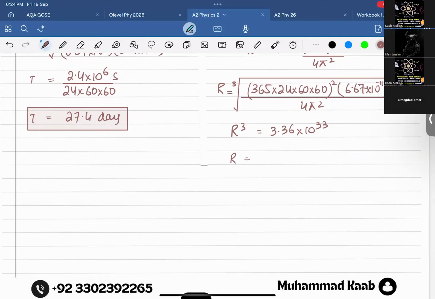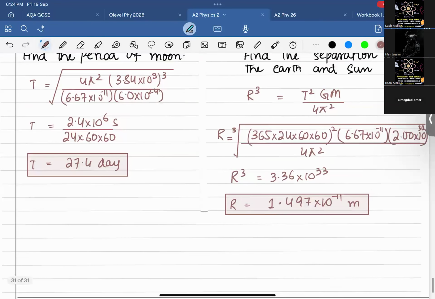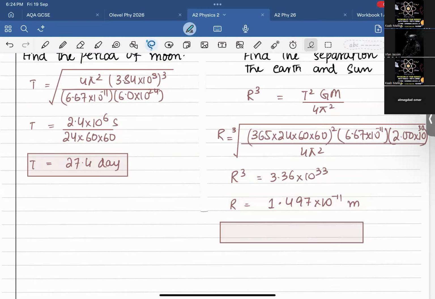Are you getting 1.497 exponent 11 meters? It was also not 15, it was 11. So 1.5 exponent 11. Is that clear, guys? It's not negative, it's just 11. Oh, it looks like there's a negative. Yep, sorry.